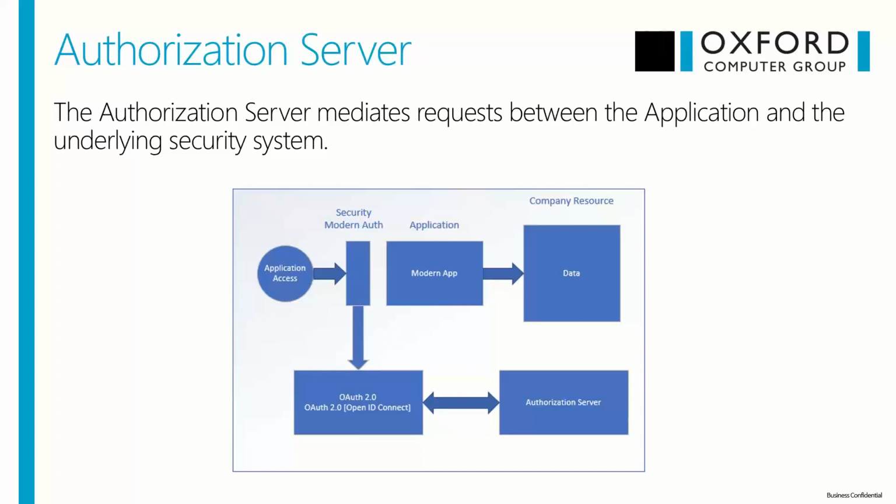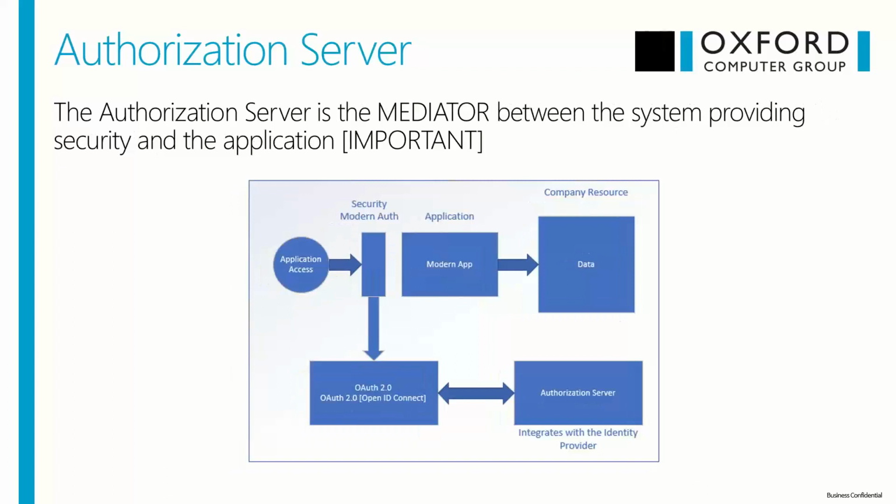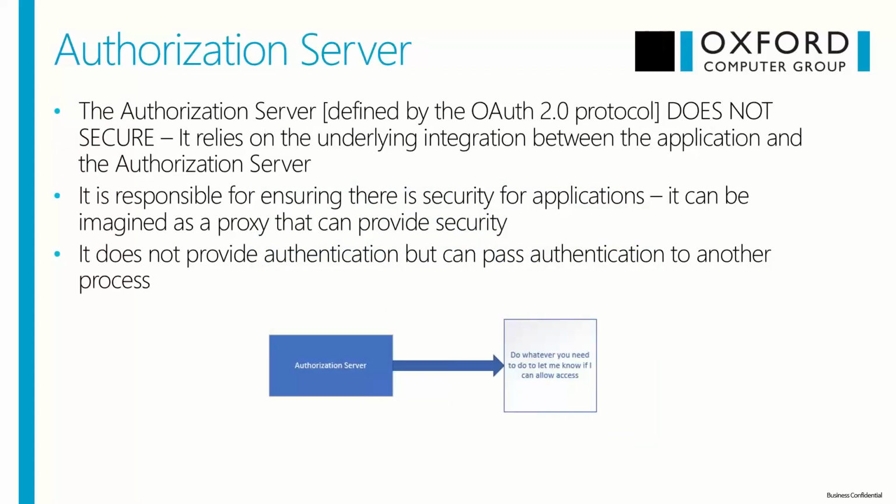The authorization server is what mediates the request between the application and the underlying security system. It acts as a mediator between the system that's providing the security and the application. And this is really important to understand, because it doesn't secure anything. The authorization server never secures. It's responsible and there to make sure there is security, but it doesn't provide security. It doesn't provide authentication. It can pass that authentication or that security to another process.